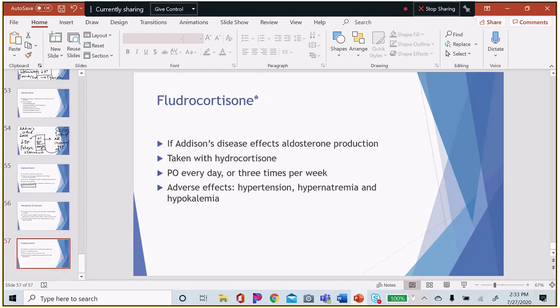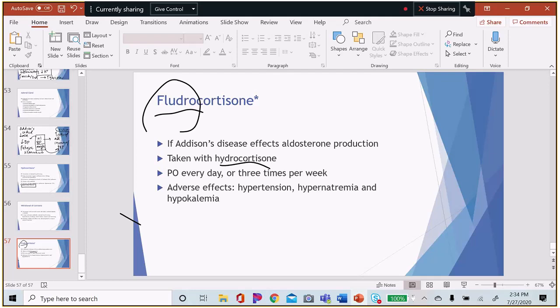Additionally, people with Addison's disease will also have a decrease in aldosterone, which is about fluid. Remember, that's keeping fluid and sodium and getting rid of potassium. So along with hydrocortisone, I can take fludrocortisone, and it's helpful. I always think fluids. That's what I'm trying to do, is increase keeping the fluids. So I would take this every day or 3 times a week.